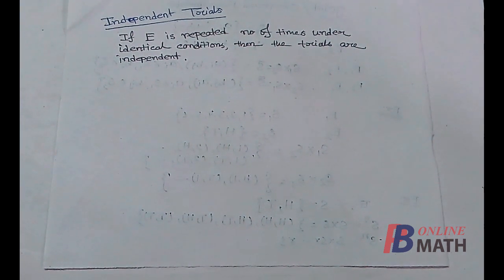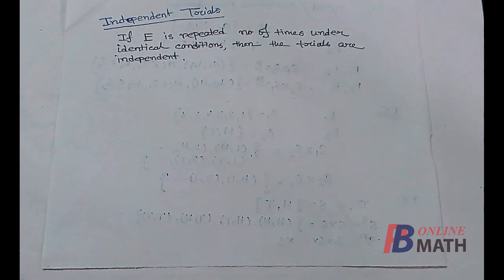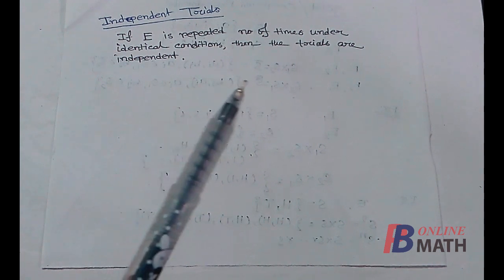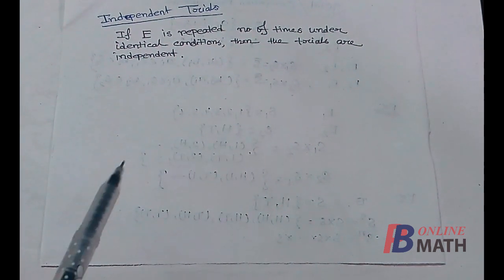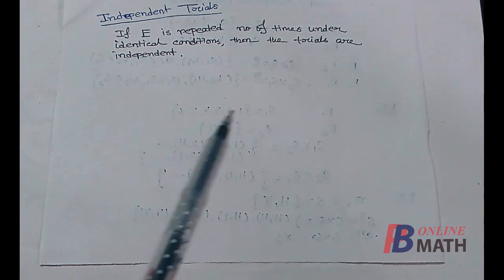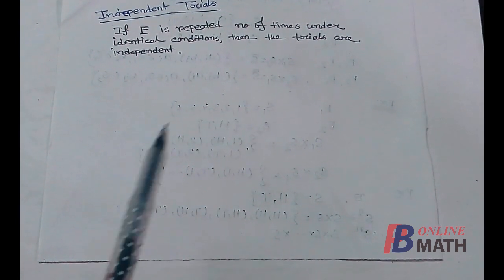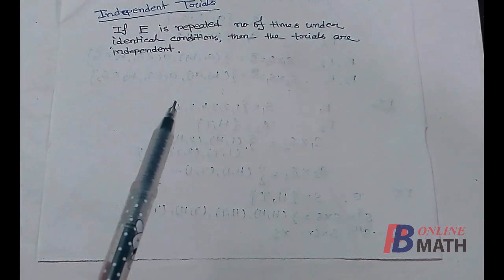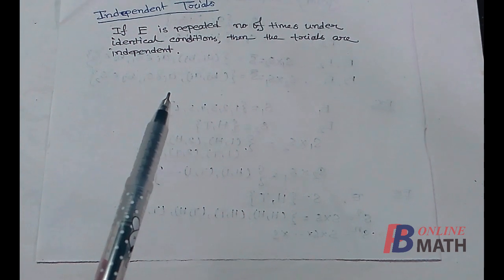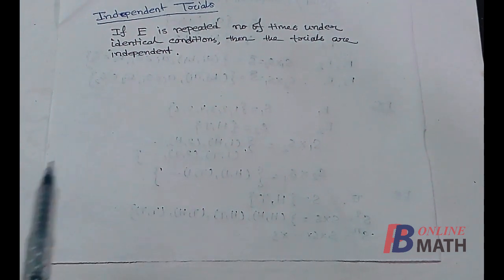Next, we consider one important definition, that is independent trials. Suppose a random experiment E is repeated a number of times under identical conditions. Then these experiments are called independent trials, because in this case the result of one experiment is not dependent on the others. So in this case the experiments or trials are independent of each other.